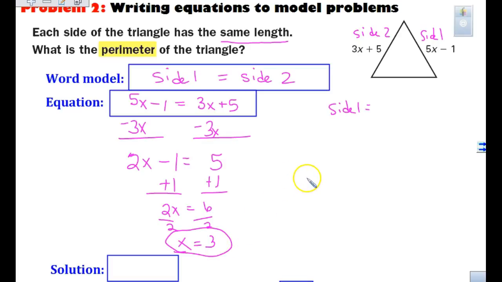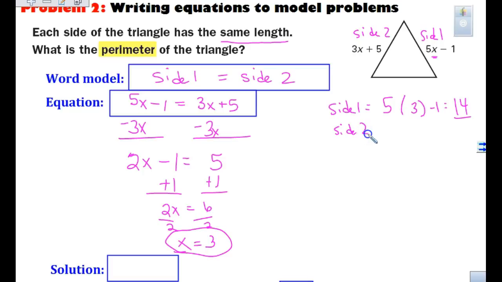Good. Replace the x with 3. So I'm going to go back to side 1 and put 5. But instead of x here, we're going to put what x was equal, which was 3 minus 1. So 15 minus 1 means side 1 has to be 14.